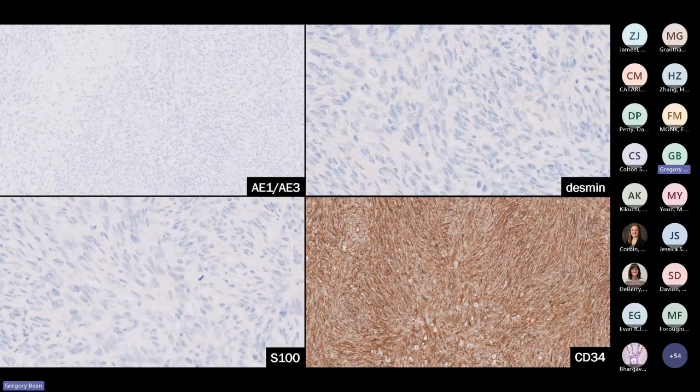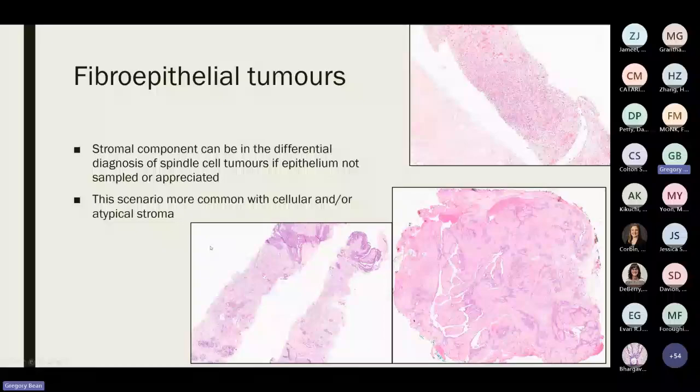They can also be CD34 negative, so if it's negative, it doesn't help you, it doesn't rule it out. But I'm just going to briefly mention, because this is a spindle cell talk, that sometimes this differential intersects with fibroepithelial tumors, and the stromal component can be in the differential diagnosis of spindle cell tumors if you don't appreciate that the epithelium is part of the lesion, or if there is an epithelium to evaluate. This scenario is more common with more cellular and or atypical stroma, but not always.